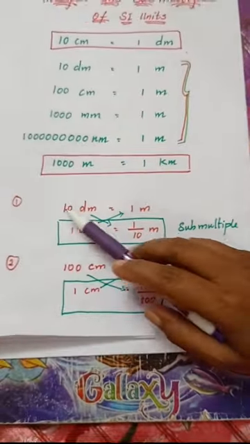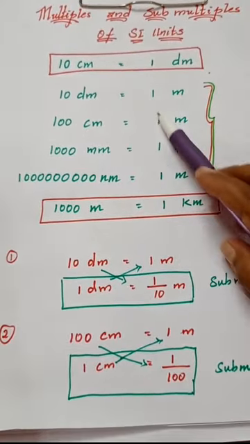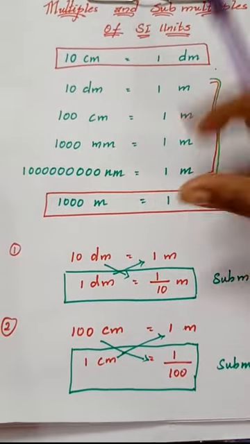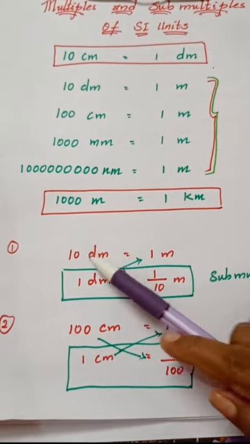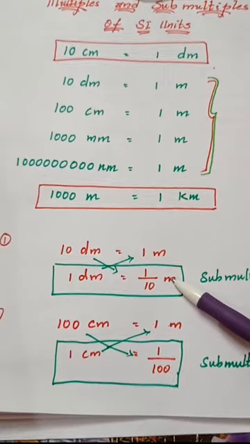Same thing, children. See, 10 decimeter is equal to 1 meter. Already we know that 10 decimeter is equal to 1 meter. Isn't it, children? So learn this, children. It is very, very important. 10 decimeter is equal to 1 meter. Just crisscross it. You get 1 by 10 meter. And that is what is written over here.